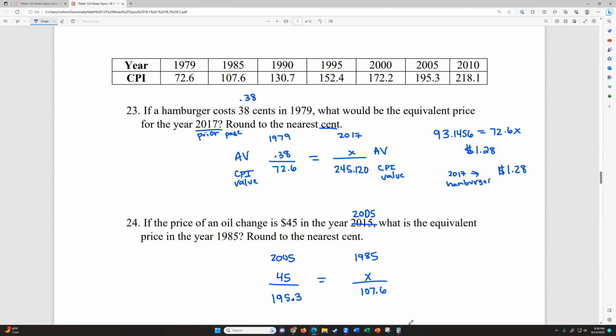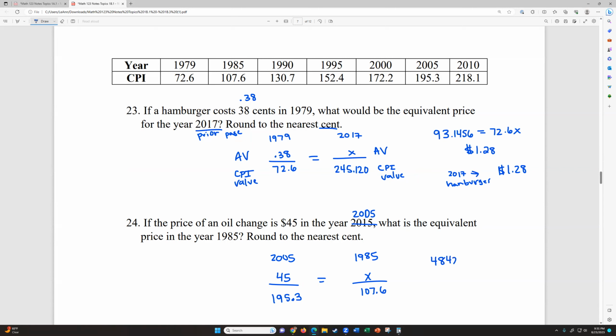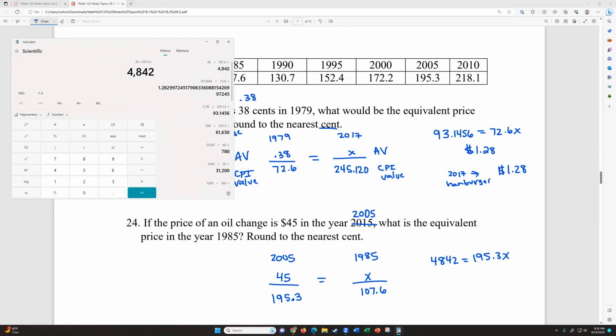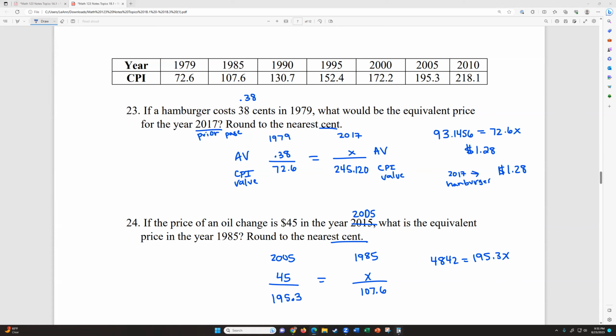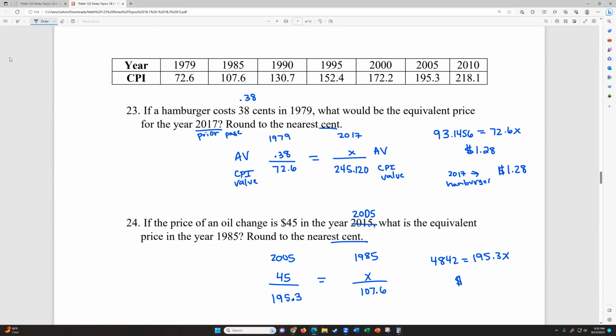If we cross multiply, let's see what we get. 45 times 107.6 is the diagonal where I know both numbers. So that's 4,842 equals 195.3 times x. We'll divide by 195.3. And that gives me, if we round to the nearest cent, 24.79, because the 2 will not bump the 9 up. So $24.79 for the 1985 oil change, according to inflation trends for the CPI.